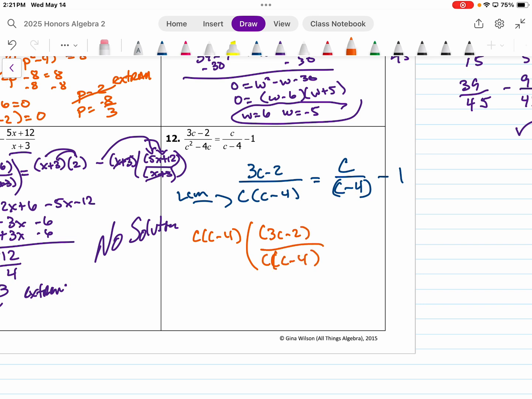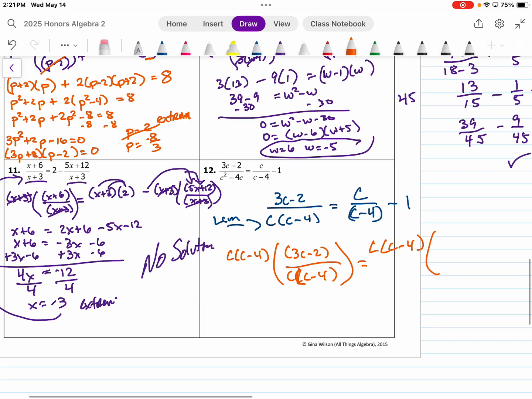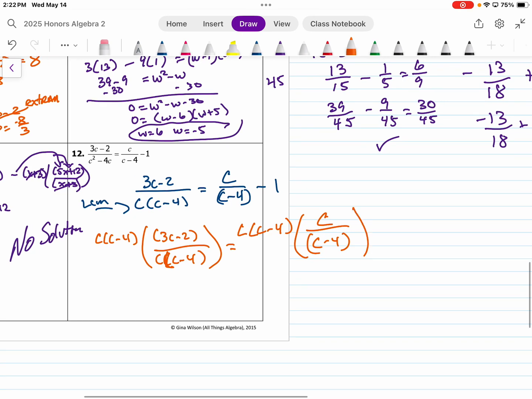Sorry for the parentheses and the c's looking the same. That is really bad. Yeah, you can use x's. C times c minus 4. Holy smokes. This is really bad.